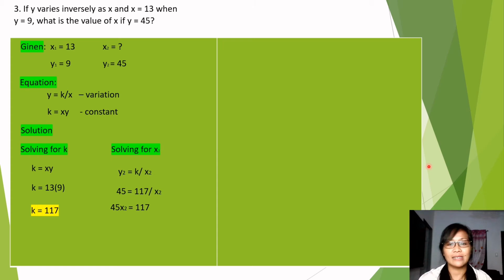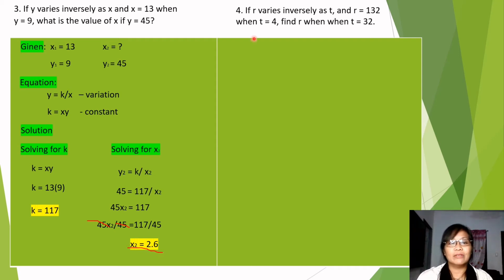And to isolate x sub 2, we're going to divide both sides by 45. So 45 x sub 2 divided by 45 is equal to 117 all over 45. So cancel now 45 and 45. So we have now x sub 2 is equal to 117 divided by 45, which is 2.6.